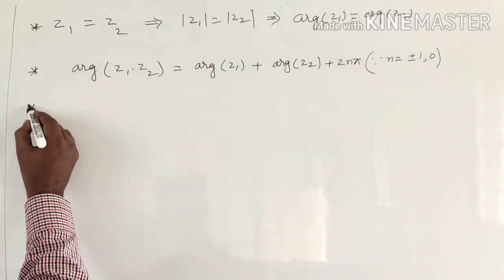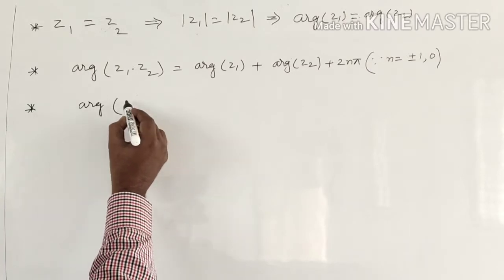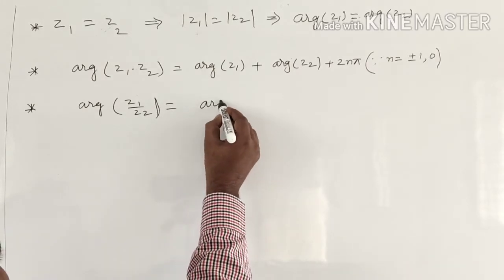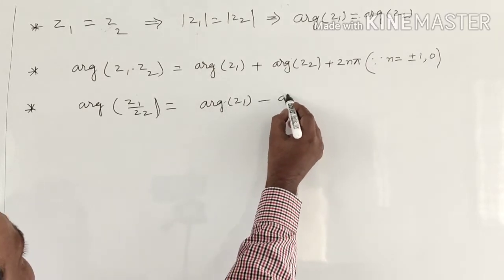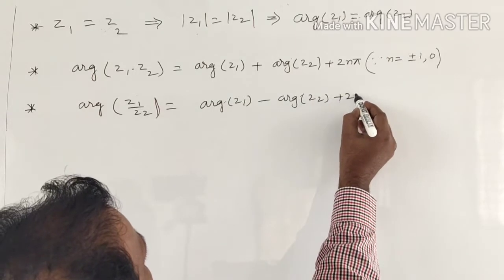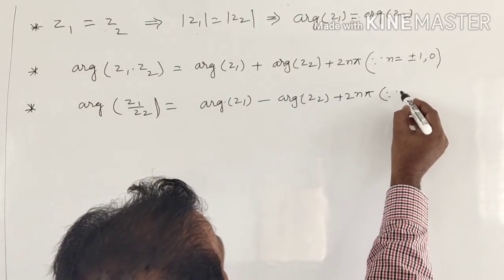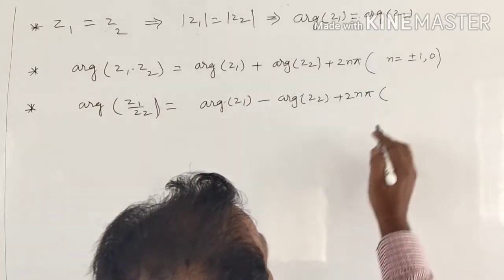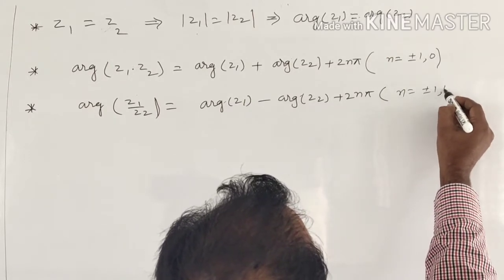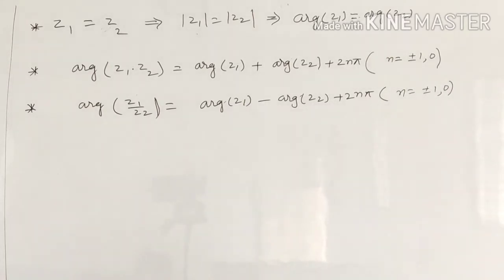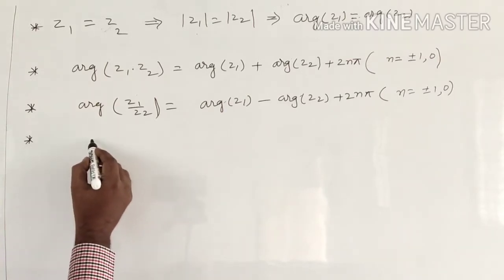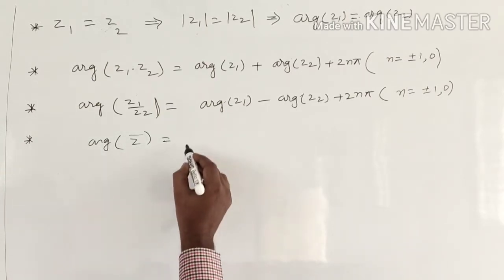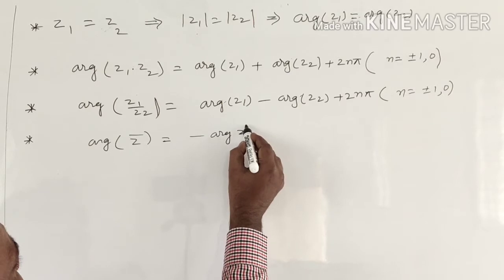Like argument of Z1 by Z2, if they are in division, we can write argument of Z1 minus argument of Z2, students. It is also plus 2n pi, where n is equal to plus 1 or minus 1 or 0. Next one is argument of Z bar is equal to minus argument of Z always.